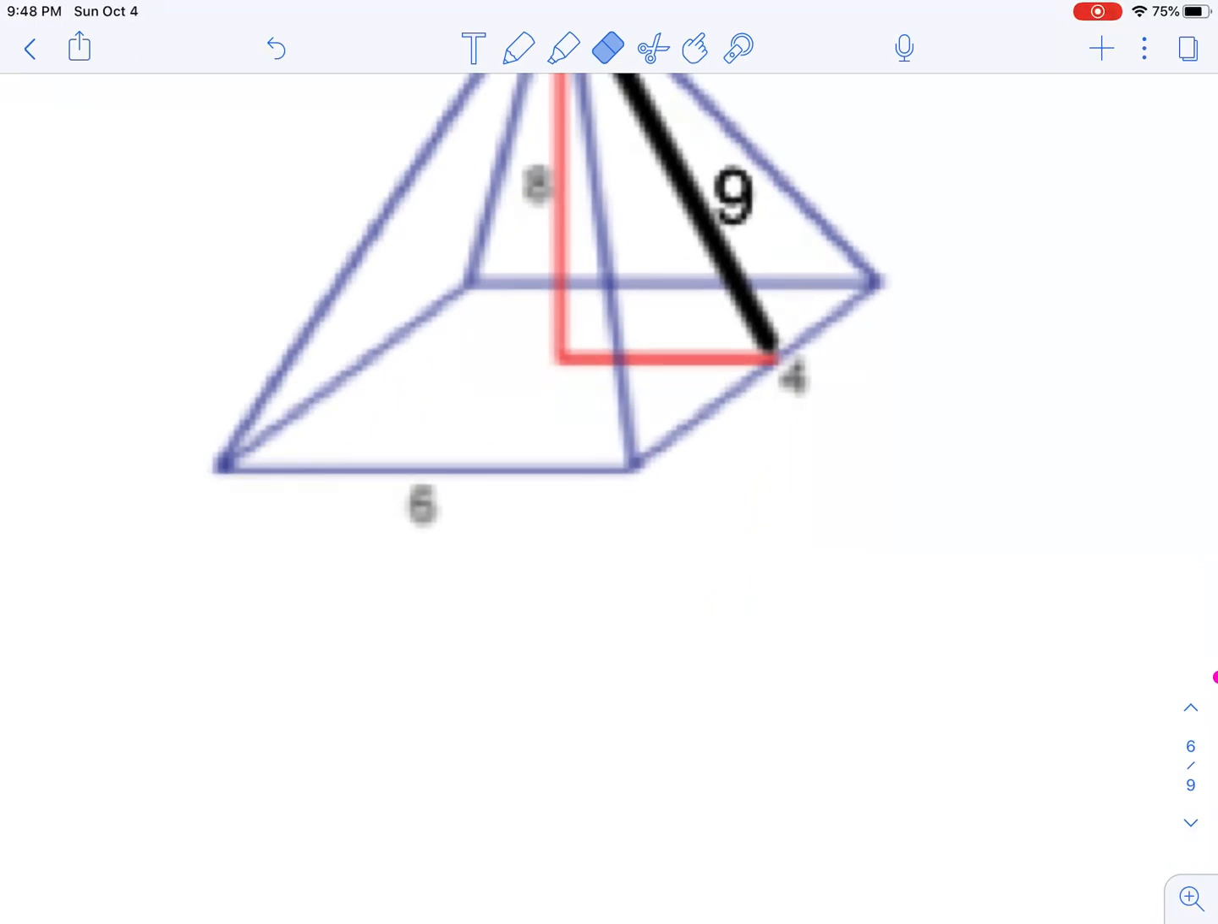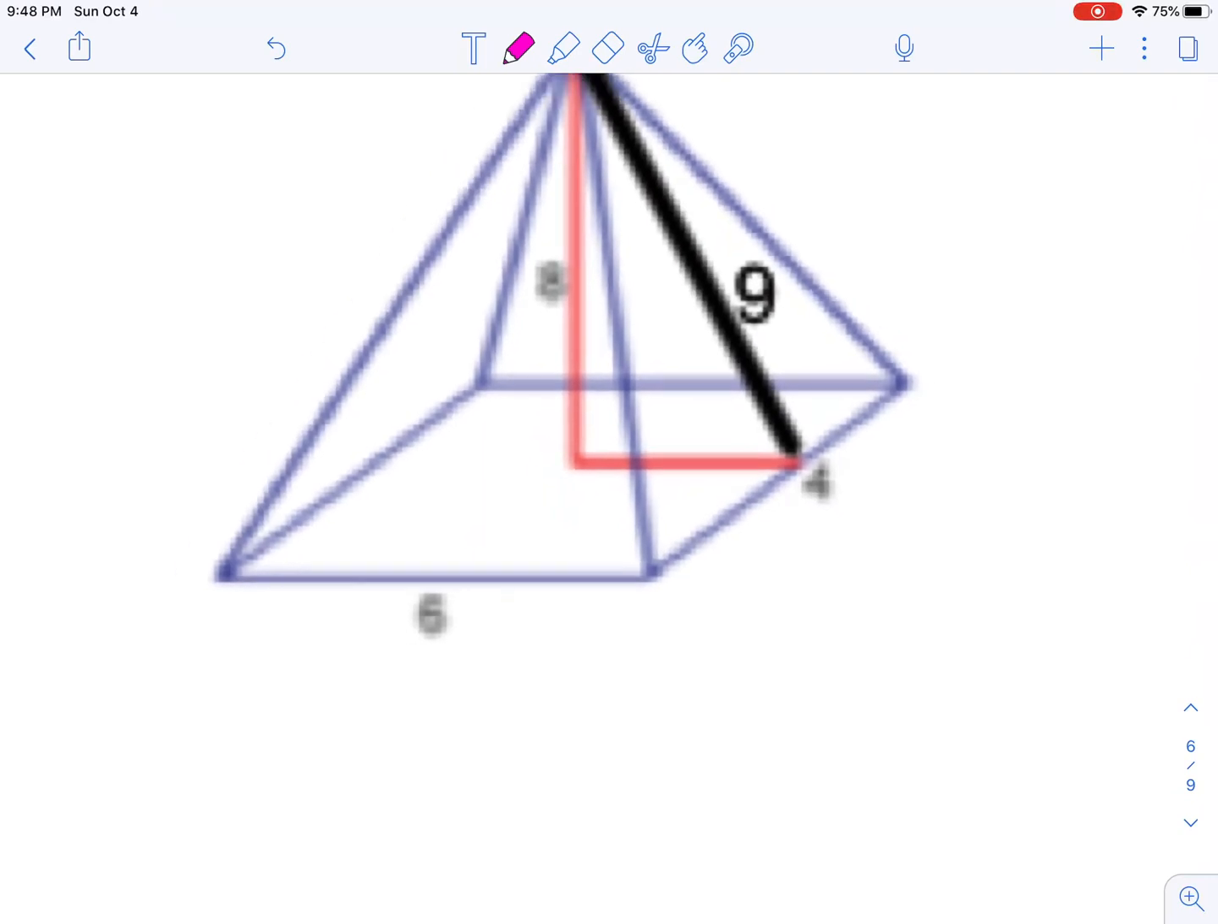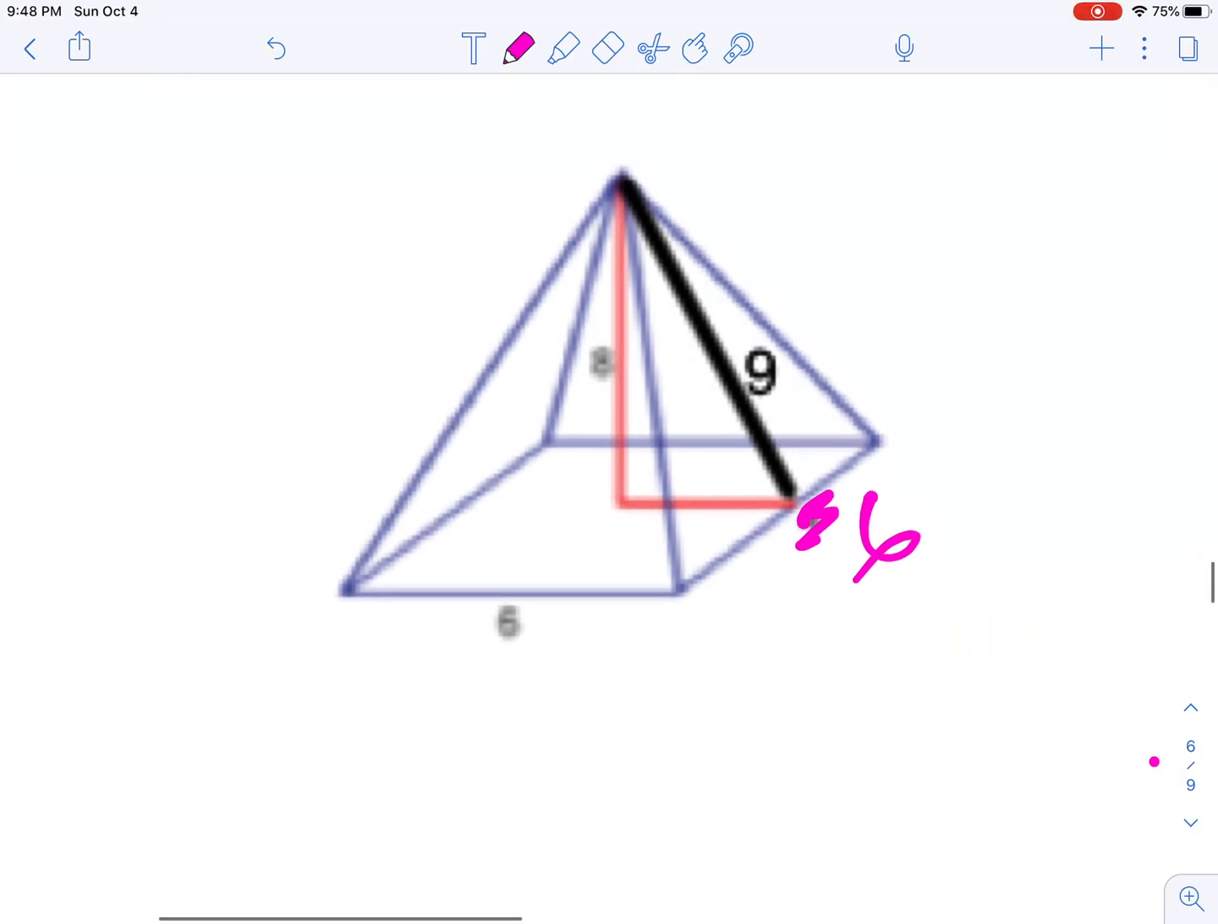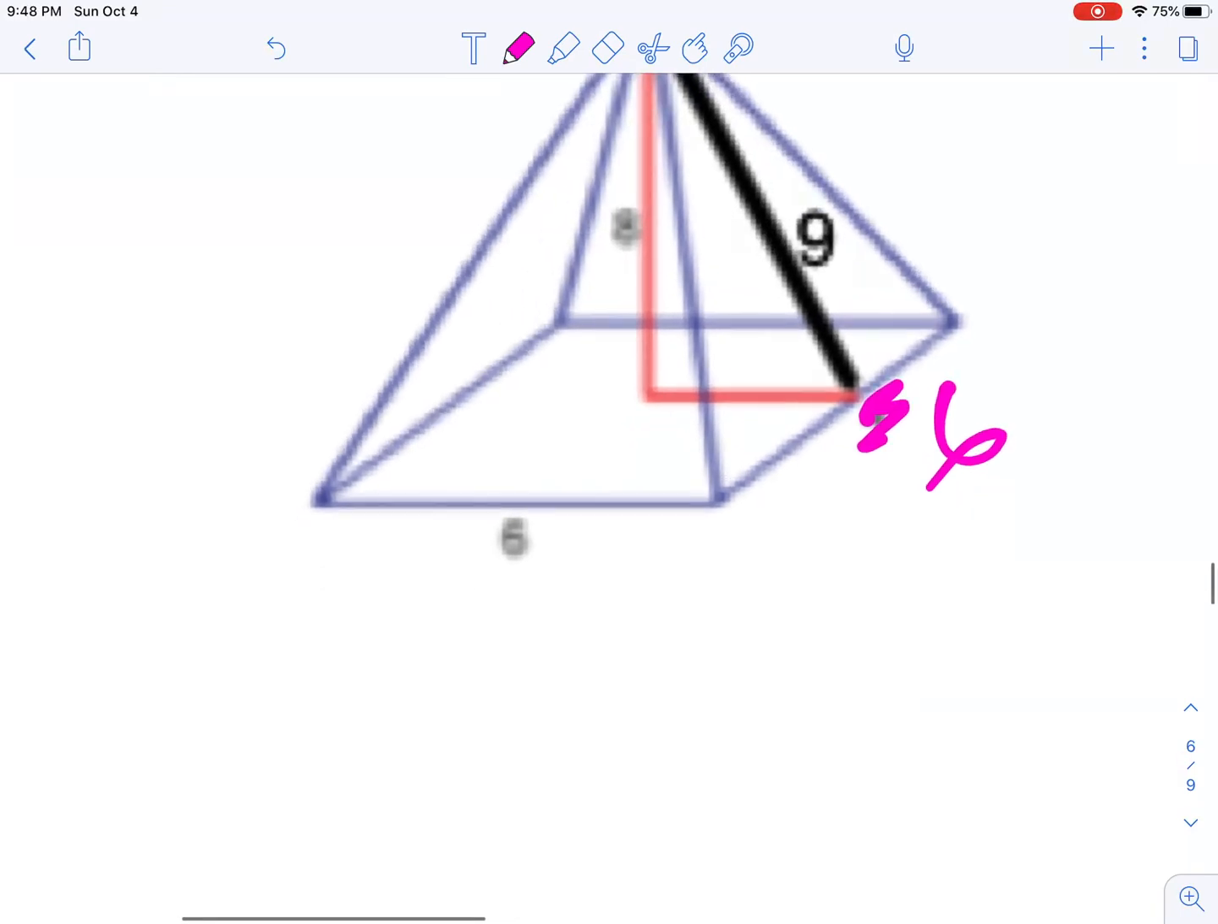So we have a rectangle. No, I don't like that. We're going to keep it at a 6. Okay, we're going to change it to 6 because it would probably change the height of the triangles, and we don't want to do that.